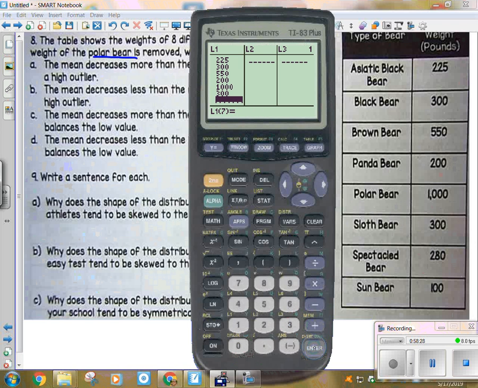300, 280, and 100. Poor little sun bear. He's a wimp compared to the polar bear. So those are the 8 different types of bears. So we have 8 different bears. It's waiting for the 9th one, so I've got them all in there.